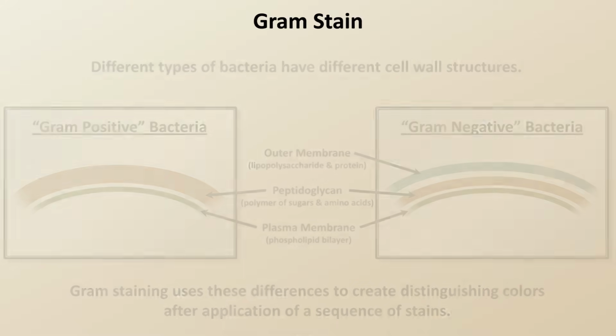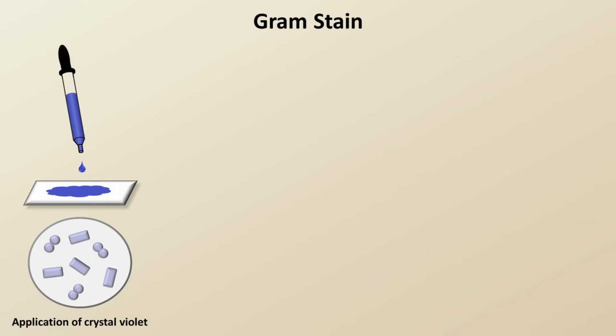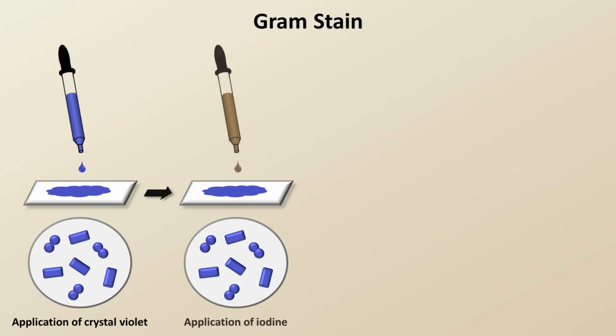Let's go over the specific sequence of steps in a gram stain, starting with an unstained slide of bacteria, which is a mix of unknown rods and unknown diplococci, that is, cocci that occur in pairs. The first step is to apply a dye known as crystal violet, which enters and stains all bacteria purple. Next, iodine is added. Iodine forms a complex with the crystal violet that partially traps it within the peptidoglycan layer.